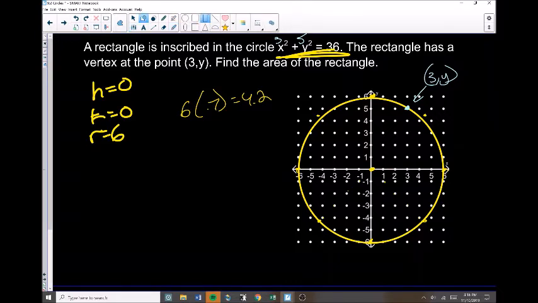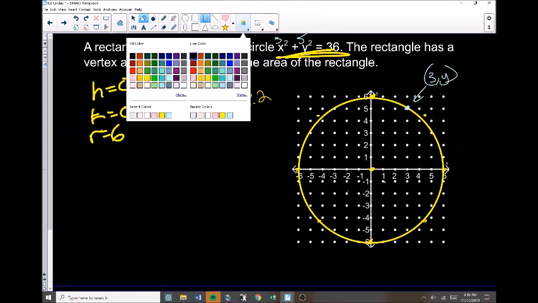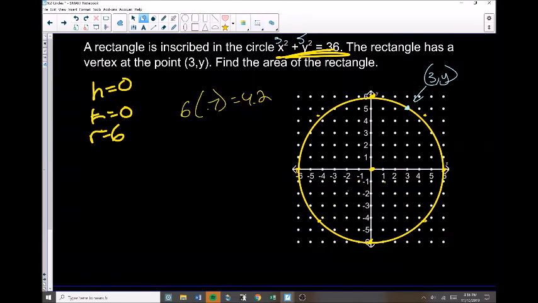Now, we're going to assume, it might actually not need to be assumed, but we're just going to assume that this rectangle is going to look like this. If it's inscribed, that means that every corner of the rectangle is on the circle. So that's the only rectangle possible where that happens. We're going to find the area of this rectangle. To do that, we need to find this coordinate y.